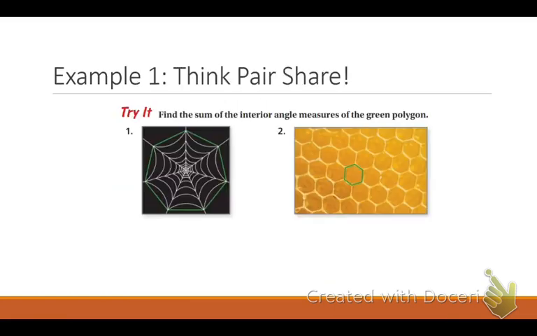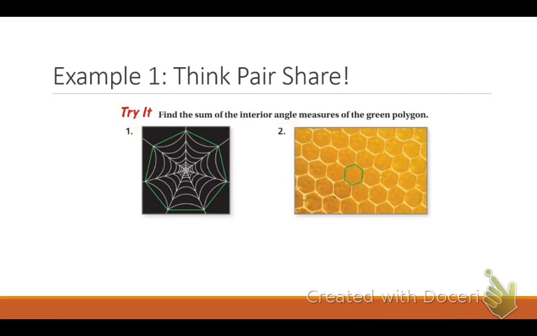All right, so what I want you to do is go ahead and do examples 1 and 2. Work with one of your table buddies that you're next to. I want you to find the sum of the interior angle measures of the green polygons. I know that they're not in color on your notes, but you can look up here on the screen. I'll flip the light so it's a little easier to tell the color. But again, you have to know how many sides and then plug that number into your formula.